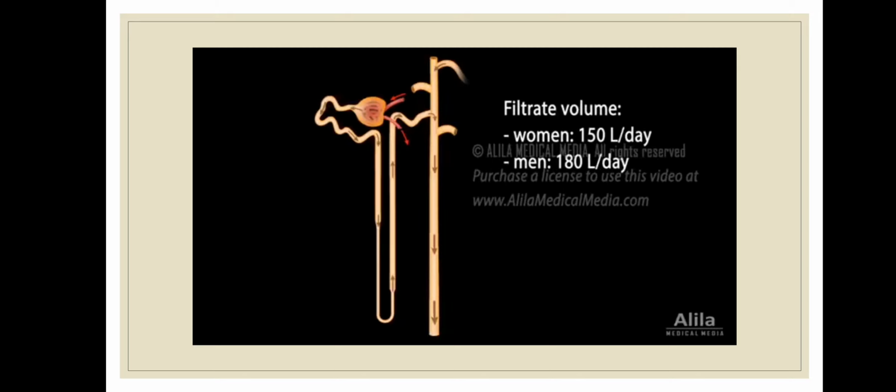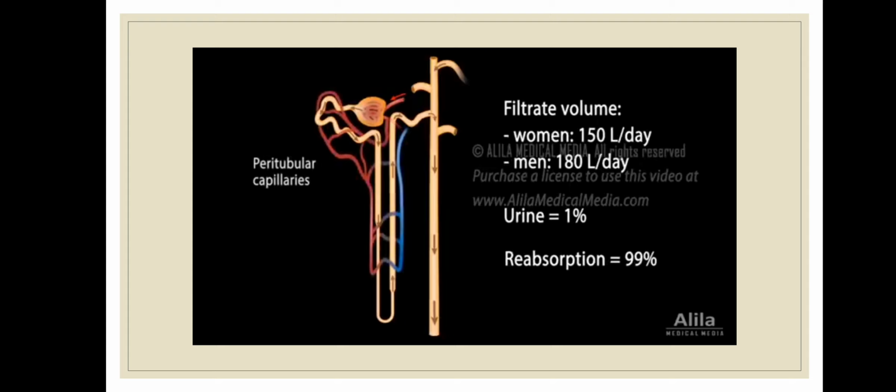However, only about 1% of this is excreted as urine. The remaining 99% is reabsorbed back to the blood as the filtrate flows through the long renal tubule. This is possible because the efferent arteriole, after exiting the Bowman's capsule, branches out to form a network of so-called peritubular capillaries, which surround the renal tubule.